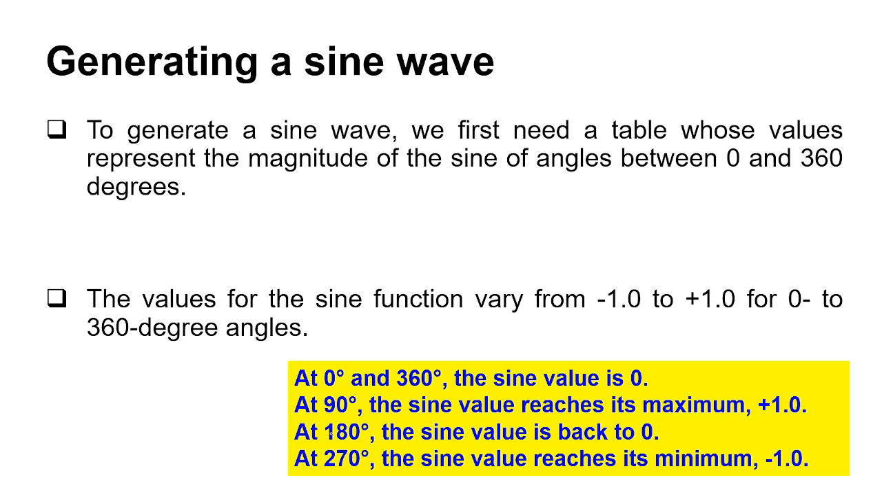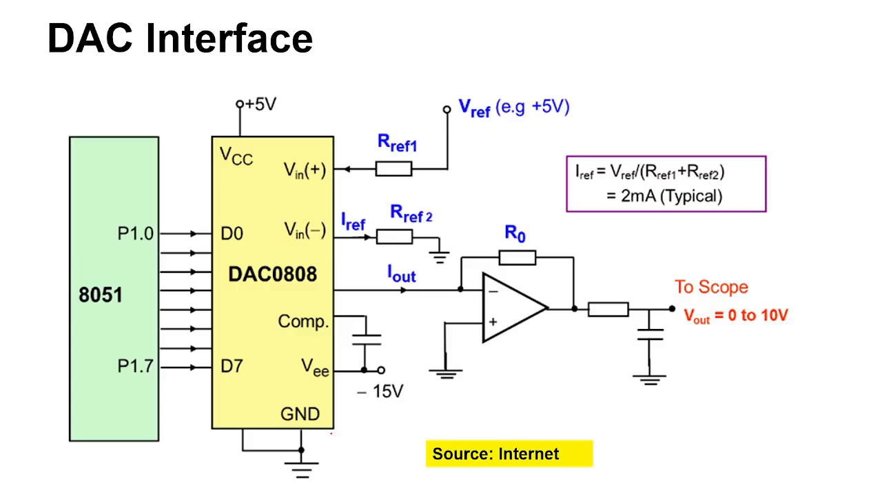Dear students, today we discuss the program to convert your binary value to a sine wave waveform. This is how your DAC IC is connected to the 8051 microcontroller. It is a very important thing you need to remember. It's connected to port 1, to the D0 to D7 pins. It's an 8-bit DAC IC.